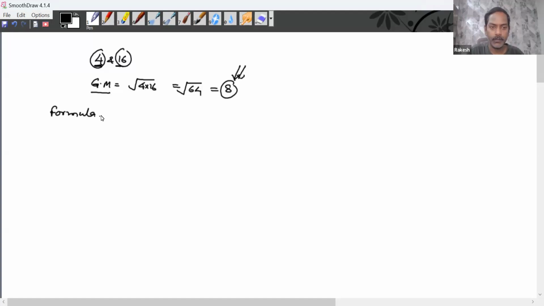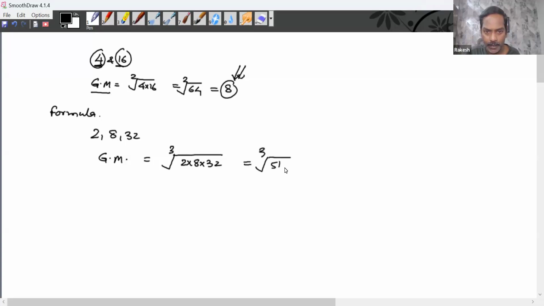What is the formula to find the geometric mean for any given n numbers? Before I reach the formula, let me give one more example. Suppose we have three terms, say 2, 8, and 32, and we have been asked to find the geometric mean. The geometric mean for these three terms would be the cube root of their product, right? Earlier there were two terms, so we took the square root of their product. Here there are three terms, so we take the cube root of their product. It will be the cube root of 512, which on calculation gives 8 again. So 8 becomes the geometric mean of these three numbers.